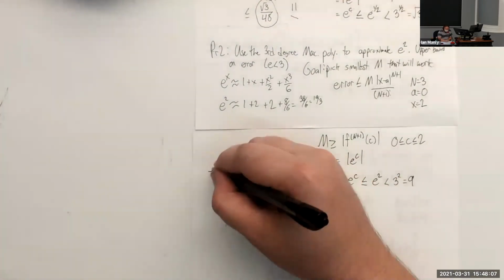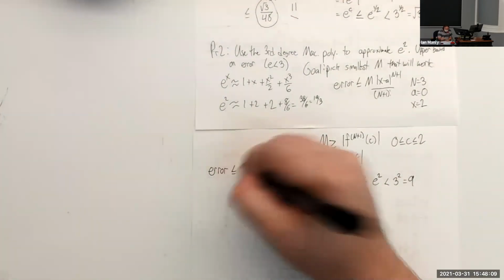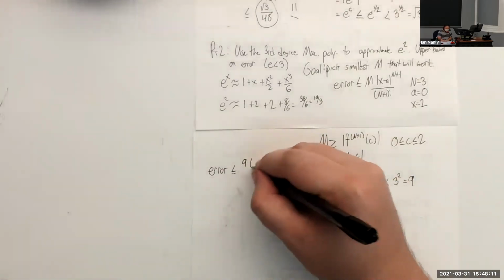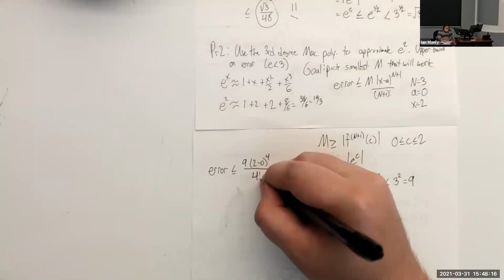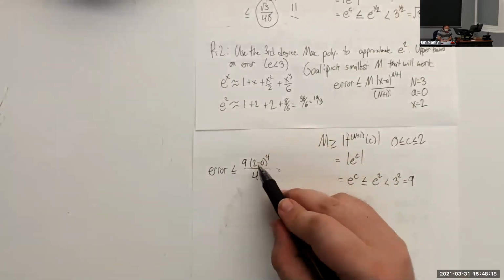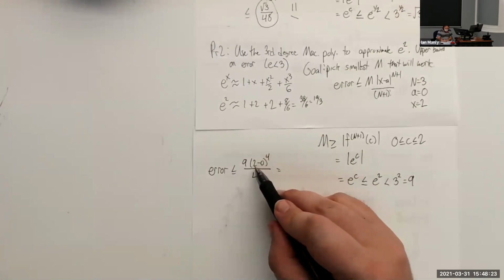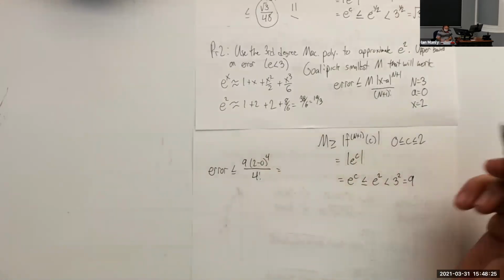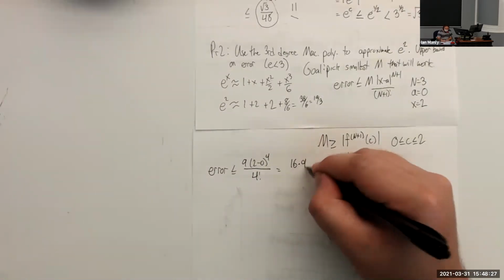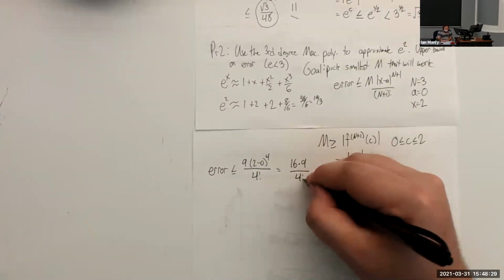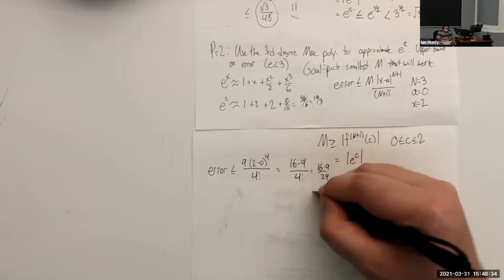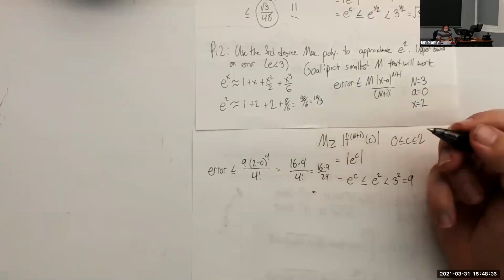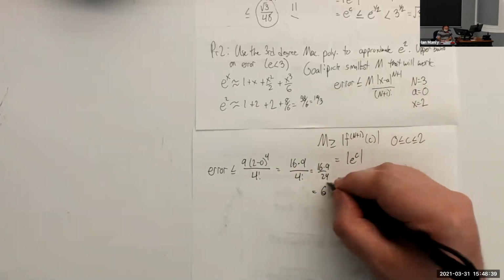All right, that finally allows us to compute our error. So our error will be less than or equal to 9 times 2 minus 0 to the 4th power over 4 factorial. So let's see here. 2 to the 4th is going to be 16. All right, so this is 16 times 9 over 24. Oh, this is 2/3 of 9. So this is going to end up being 6.